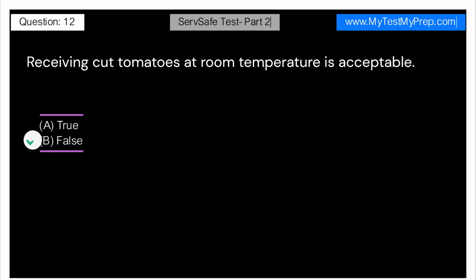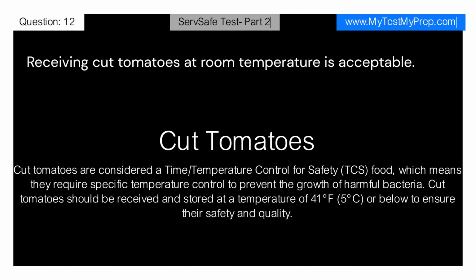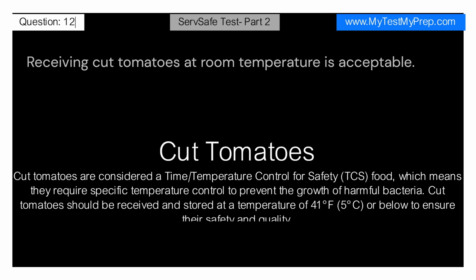Answer, B. False. Cut tomatoes are considered a time temperature control for safety, TCS, food, which means they require specific temperature control to prevent the growth of harmful bacteria. Cut tomatoes should be received and stored at a temperature of 41 degrees Fahrenheit, 5 degrees Celsius, or below to ensure their safety and quality.